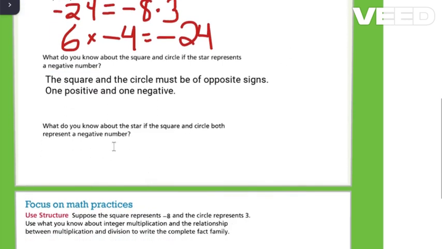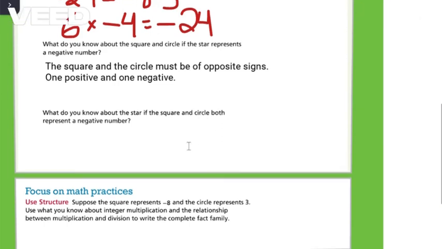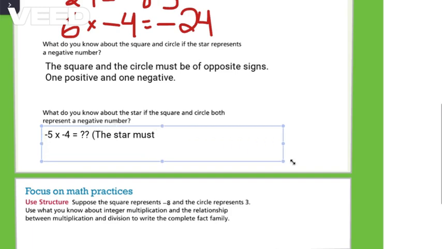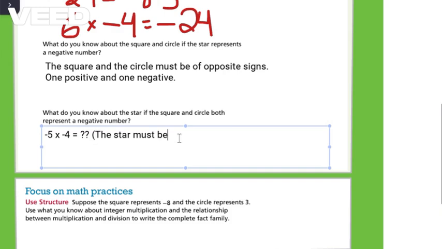How about this next question? What do you know about the star if the square and circle both represent a negative number? So if we have 2 negative numbers, negative 5 times negative 4, what do we know about the star? The star must be, I'm going to go ahead and call on somebody. The star must be what?